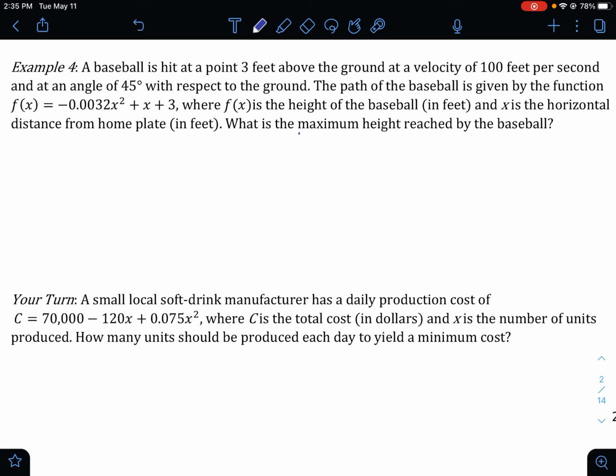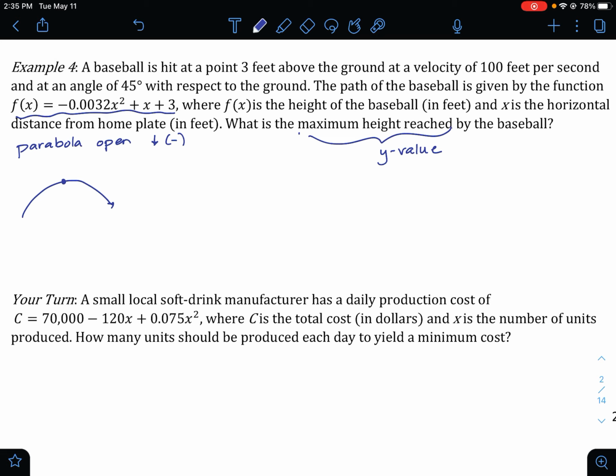So the maximum height reached, that is my y value. So I have to find the y value for that vertex point. So let's think about this. If I'm looking at this equation, it's going to be a parabola that is going to open down because it's negative. So it's going to look like this, which should make sense, because the ball is going to reach a certain height, the highest point, and then start to descend. So I'm just going to find this vertex point like normal.